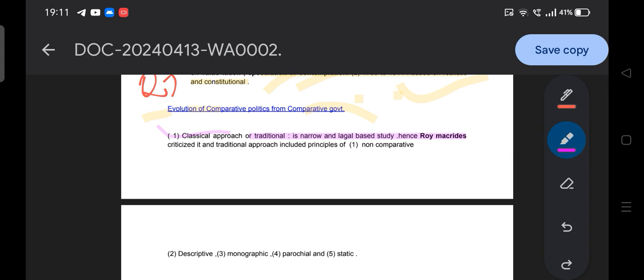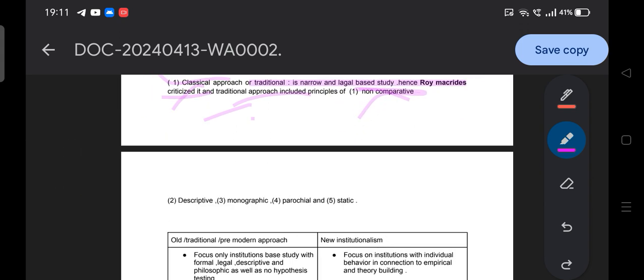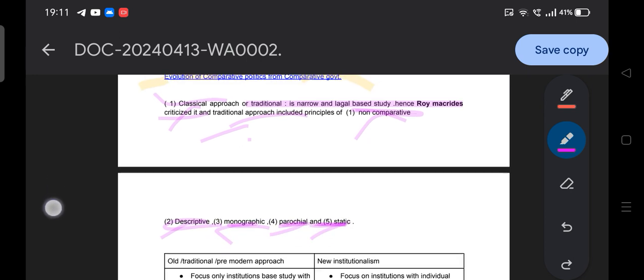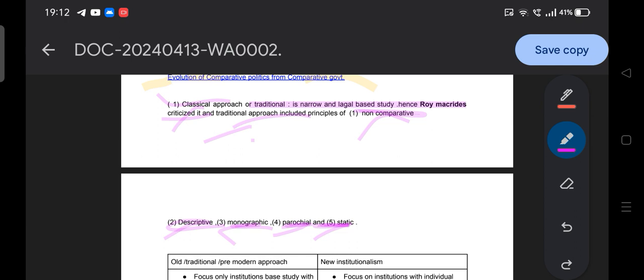Roy Macridis criticized it. He is not a supporter of the traditional approach. He talks about the principles of the traditional approach: non-comparative, descriptive, monographic, parochial, and static. These are the five principles. Do remember that, it can be asked in your examination.